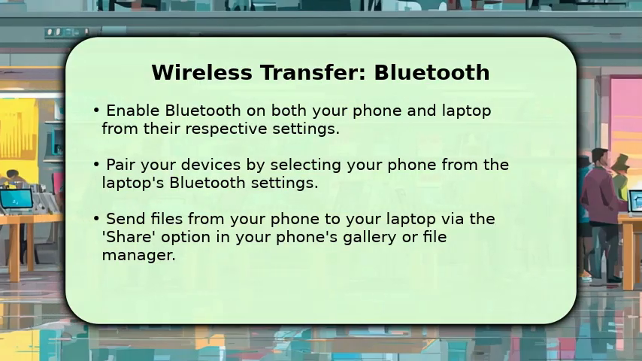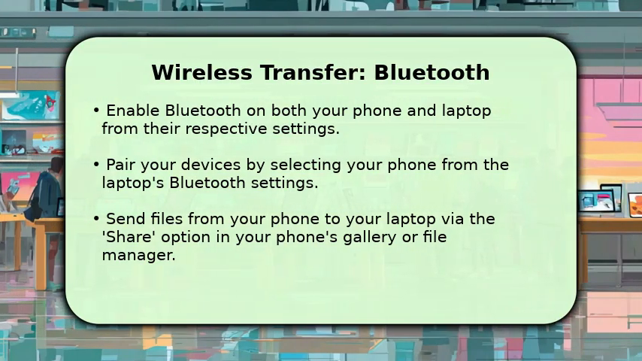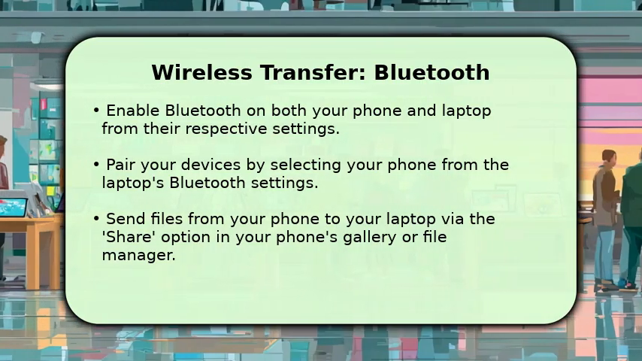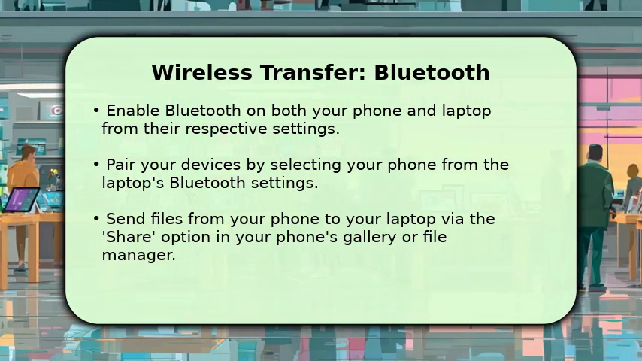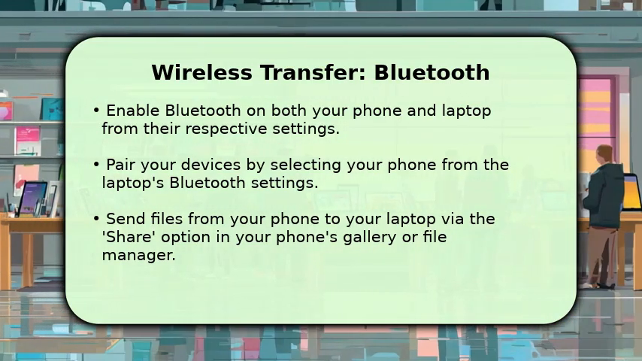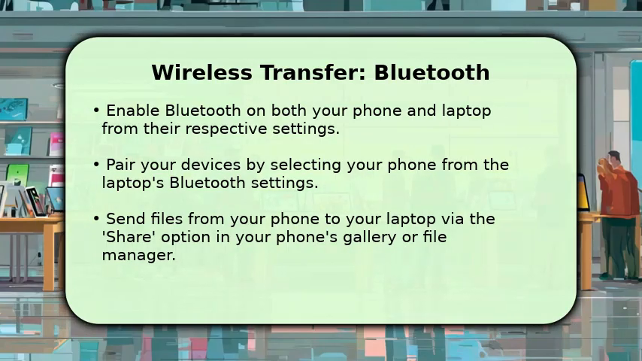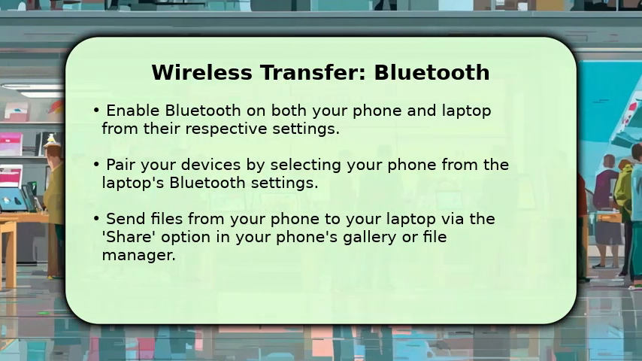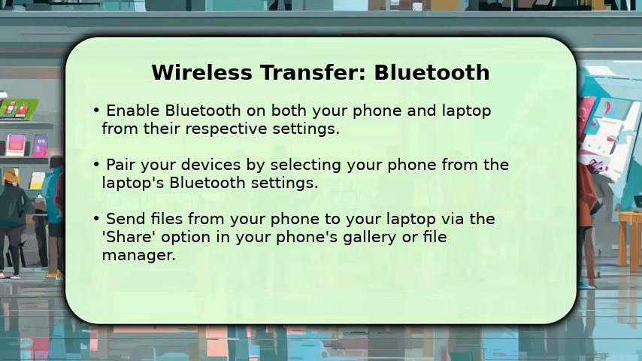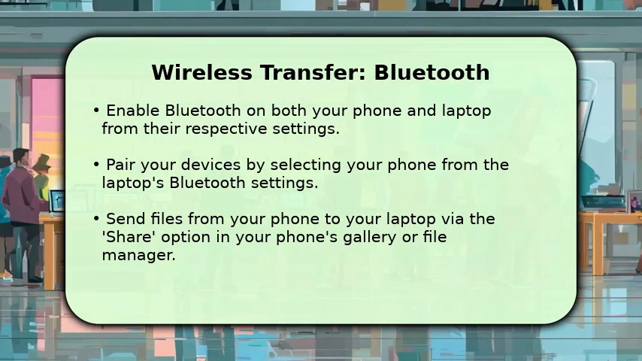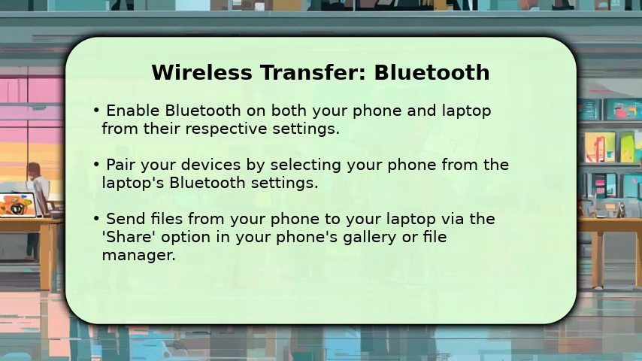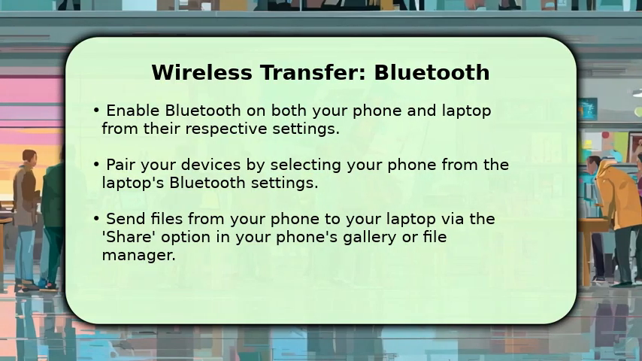Next, let's explore wireless transfer using Bluetooth. Begin by enabling Bluetooth on both your phone and laptop. Then, pair your devices through your laptop's Bluetooth settings, selecting your phone from the available options. To send files, use the Share option on your phone and choose Bluetooth. On your laptop, accept the incoming files. While convenient for smaller items like a few photos or contacts, Bluetooth typically offers slower speeds, around 2.1 megabits per second, compared to wired connections.